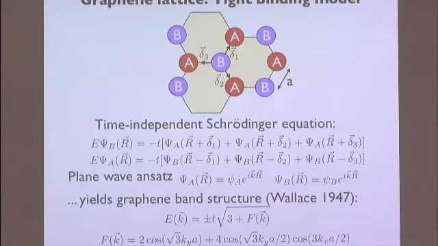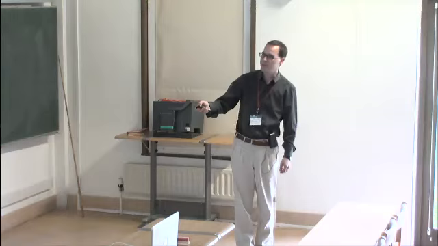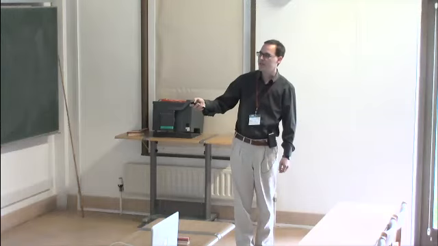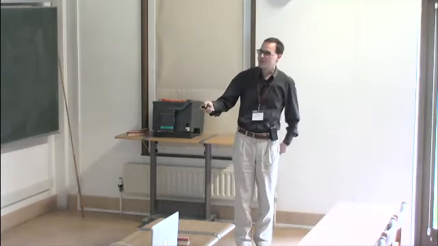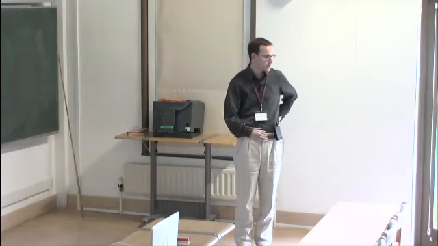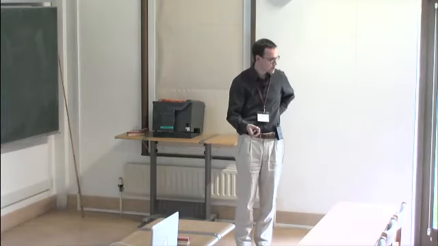Now, you know the structure is supposed to be infinitely extended, so every physicist would automatically do a plane wave ansatz, which means that psi of R is basically e to the i k R with an arbitrary wave vector k, but then multiplied with some as yet unknown amplitude psi A, and the same for psi B. And so if you insert this ansatz here, you will find that, well, this ansatz works.